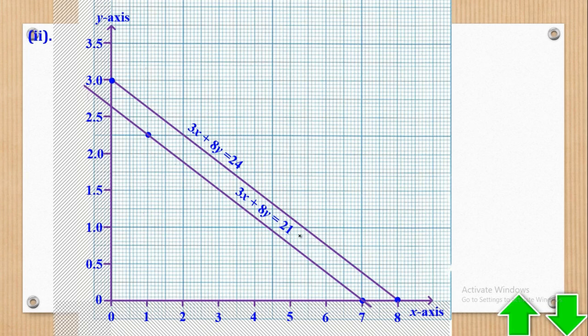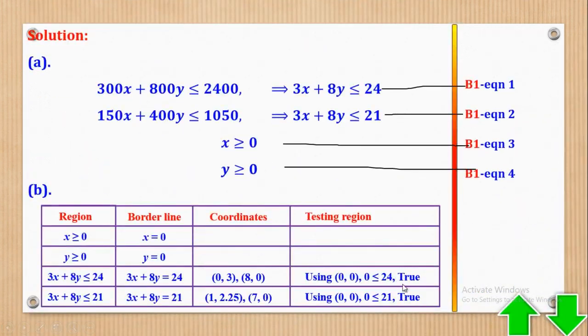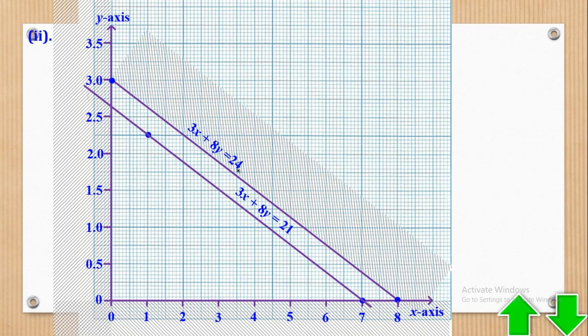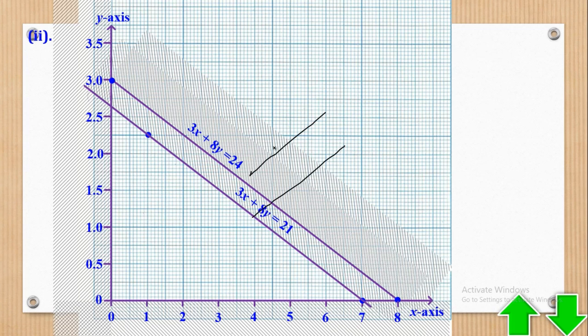Now for this line, for you to know what to shade, you have to come back here and say, remember all of them were true and they used the same point (0, 0), meaning that where I got this point from is the wanted region and the unwanted is the opposite part. Therefore, for this line, the point is this, meaning that this side is the wanted region and the other side is the unwanted region. Similarly for this line, the point was this, meaning that this part is the wanted region and this is the unwanted region. So let's do that shading. For this line, we shall shade the other part, and also for this line, we are going to shade the other part, like that.